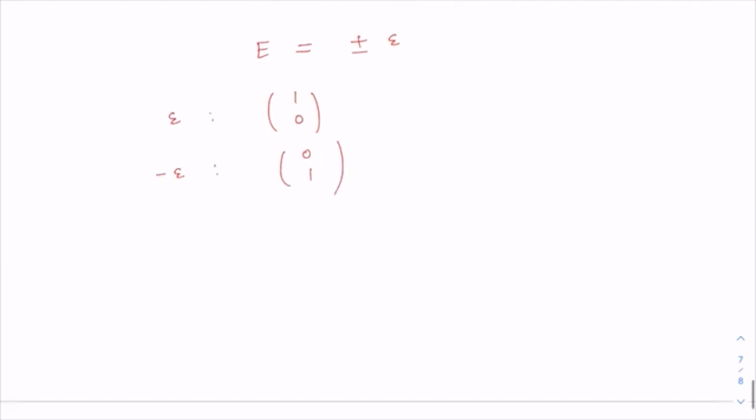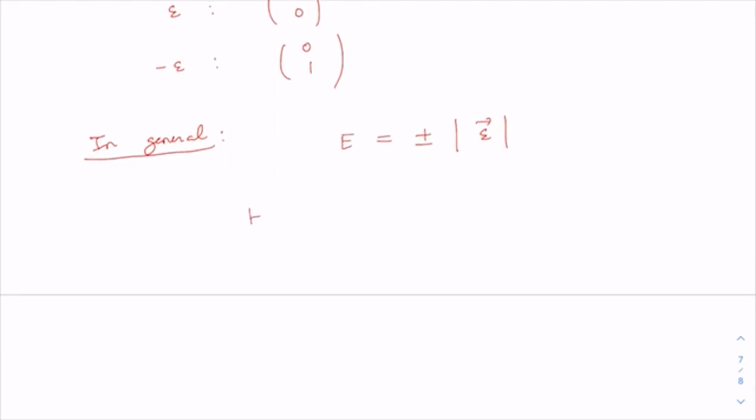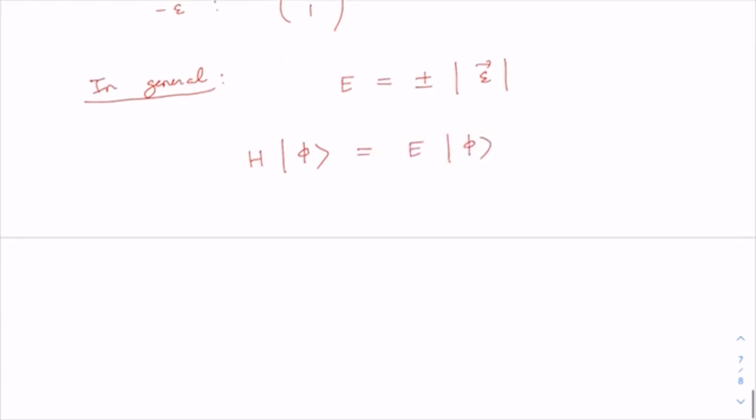In the general case, it can be shown that the eigenvalue would be given by E is equal to plus minus modulus of this epsilon vector. Let me show you the proof. We have this eigenvalue equation: H is equal to, say, this is the eigenstate and the eigenvalue is E, and we have this ket phi, and let me first write it as epsilon dot sigma. It's applied on the eigenvector ket phi, and we have E phi.